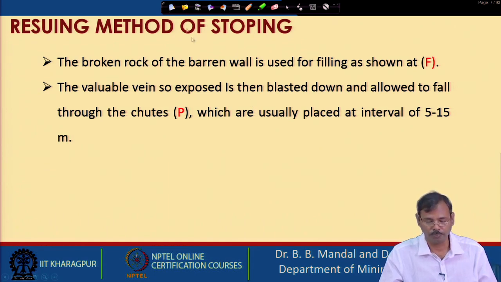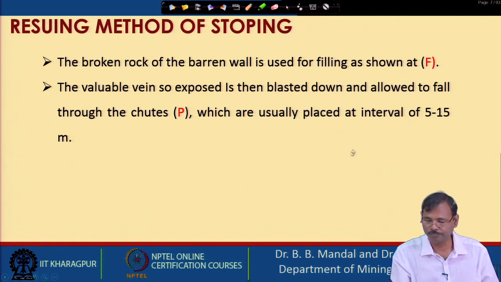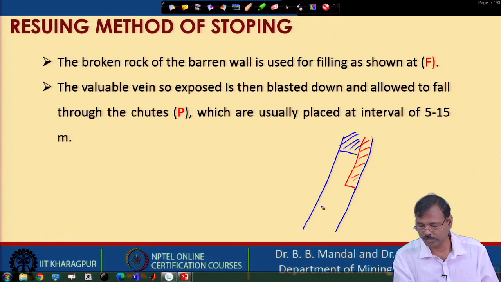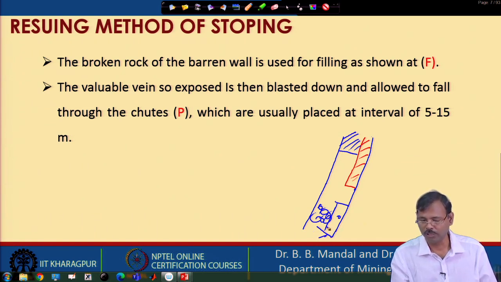Now, here if you are looking at this, whatever is the valuable mineral, as we have blasted this down, the material is allowed to fall on this, we provide a chute at this position, and that chute is basically taking the material and placing it into the lower level.